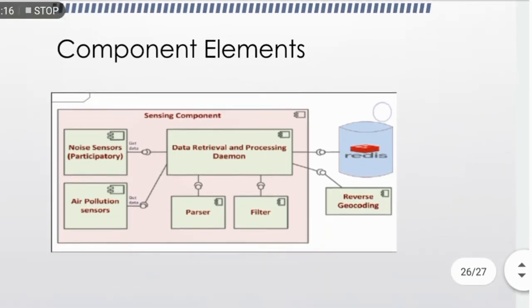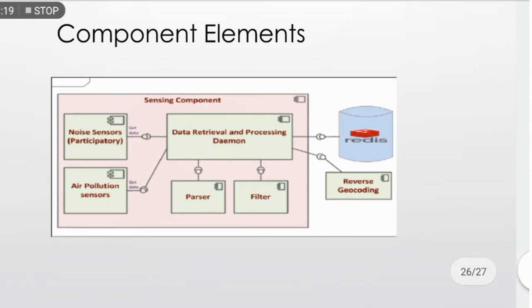Now the next one is the component element. So we will see what the component element is. Here we are watching the sensing components. The sensing components basically consist of the noise sensors. They consist of the data retrieval and processing daemon, air pollution sensors, parser, filter and reverse geocoding. And this is the Redis.